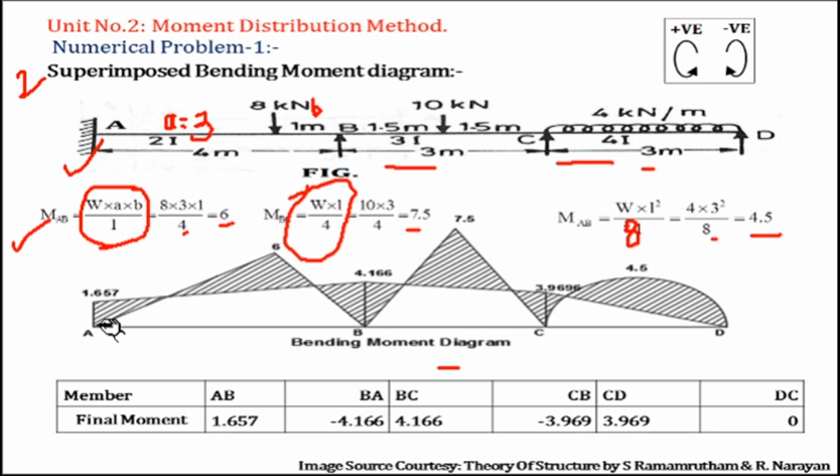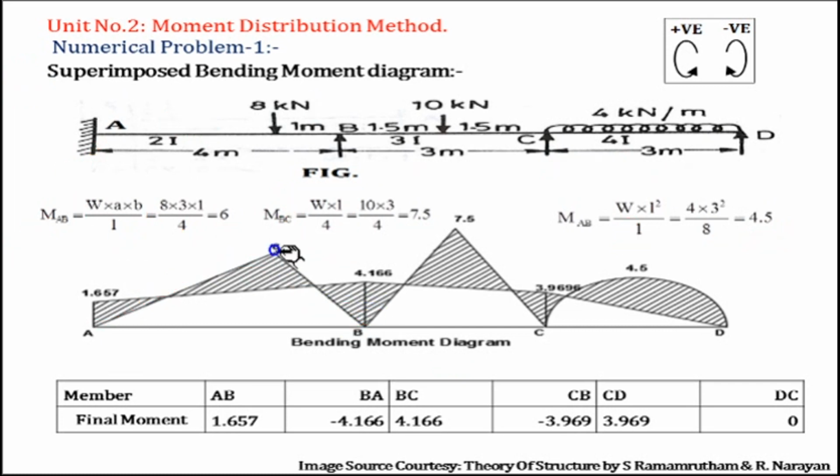Now draw the free bending moment diagram first. So 6 in triangle, 7.5 in triangular fashion, and for UDL in parabolic fashion 4.5 kN meter. Now next is the final end moment.